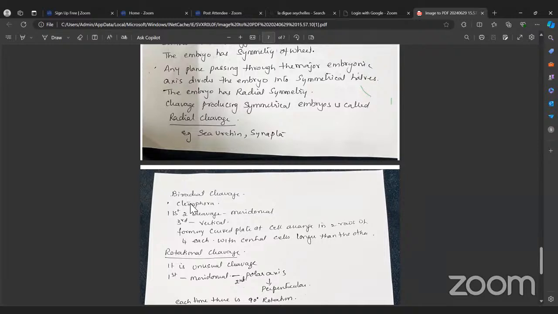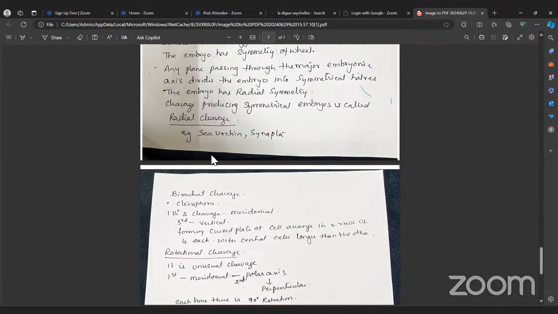Whereas in Ctenophora, you will see that it has its own unique features, but it appears to have certain similar characteristics with the phyla which is preceding it and succeeding it. So in such minor phyla, you will see the biradial cleavage. In biradial cleavage, the first two cleavages are meridional, the third one is vertical.